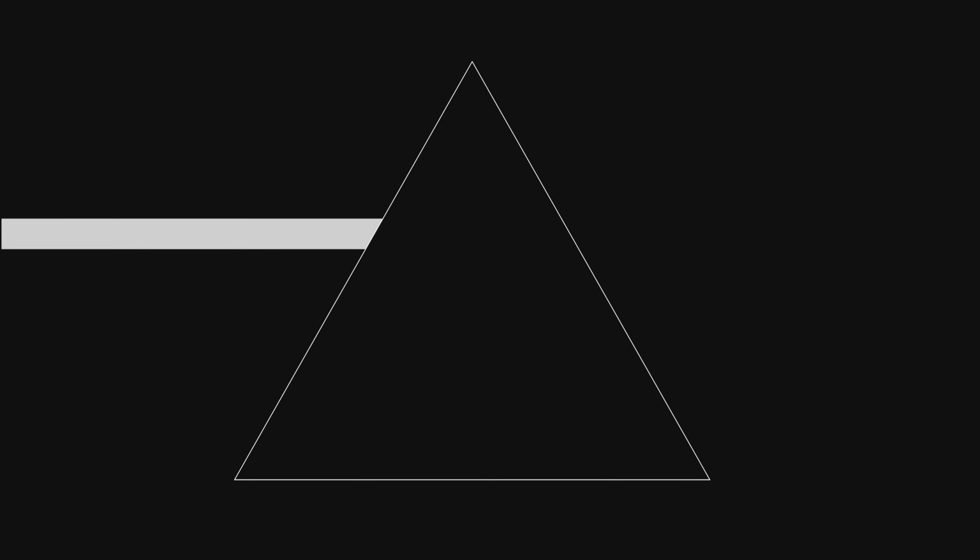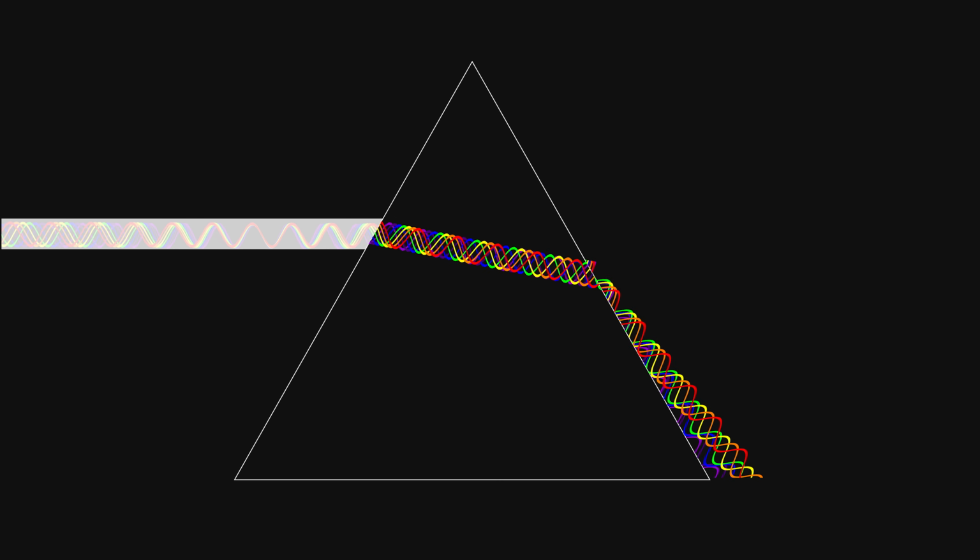For most of human history, light could only be understood through what we could see with our own eyes, but as we'll soon discuss, visible light is just one small part of a much larger story. If you pass a beam of white light through a prism, something interesting happens. Instead of staying white, the light spreads out into a range of colors: red, orange, yellow, green, blue, and violet.